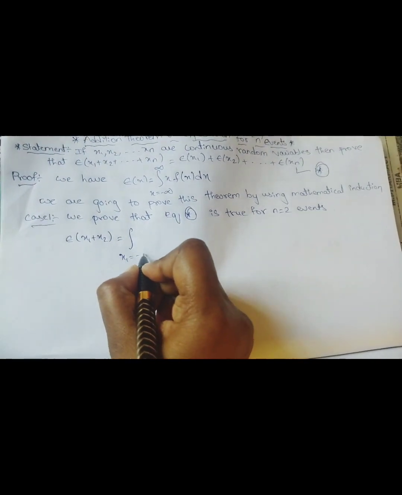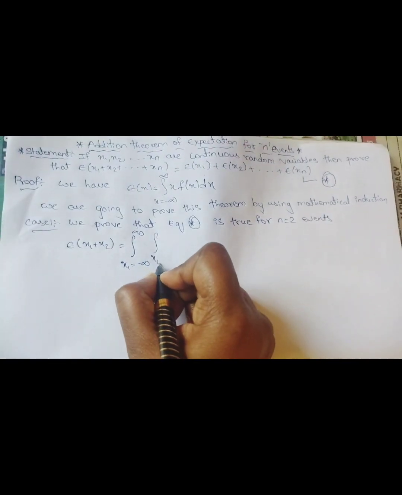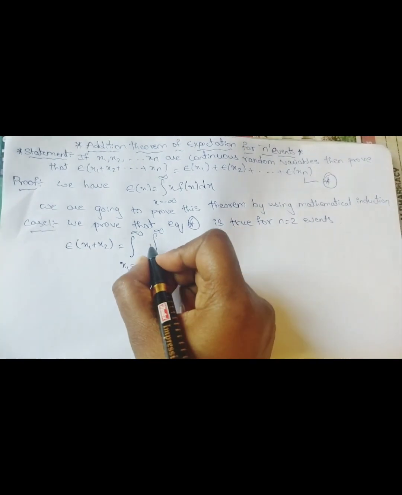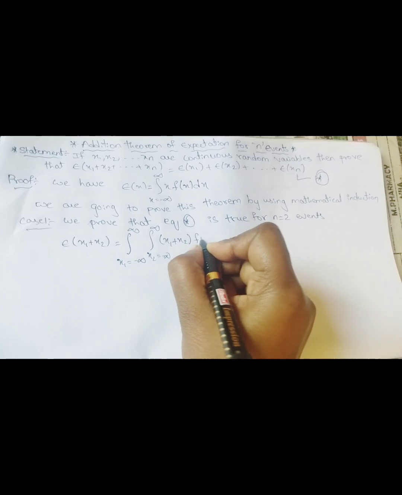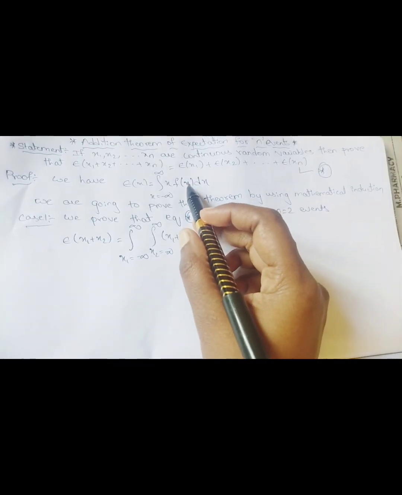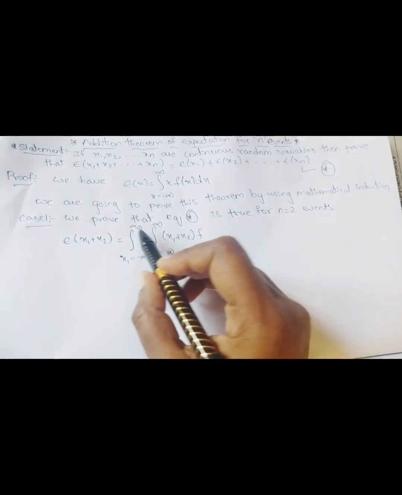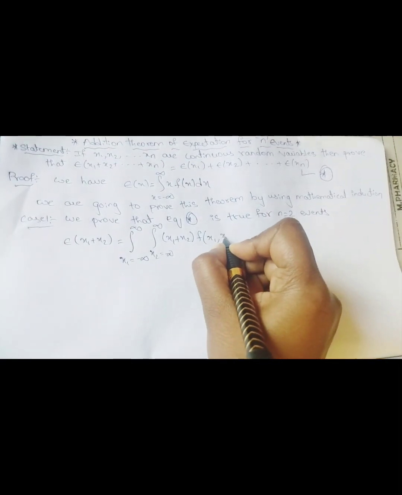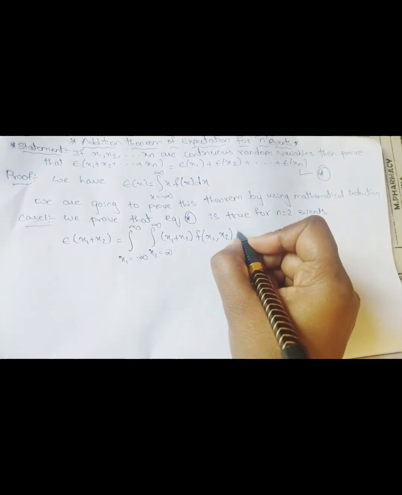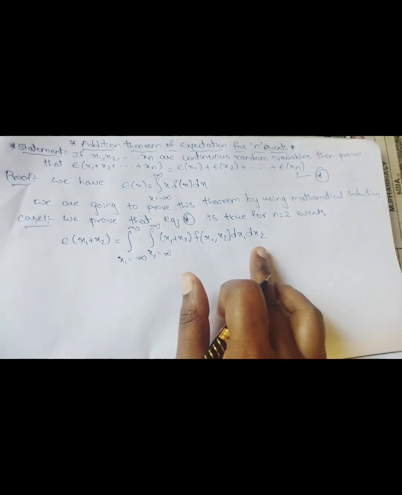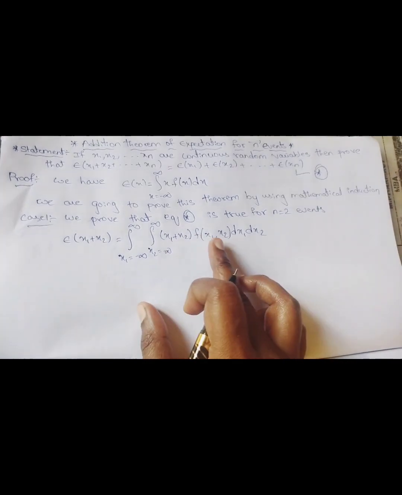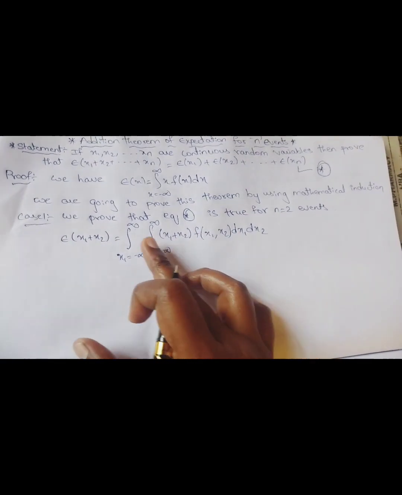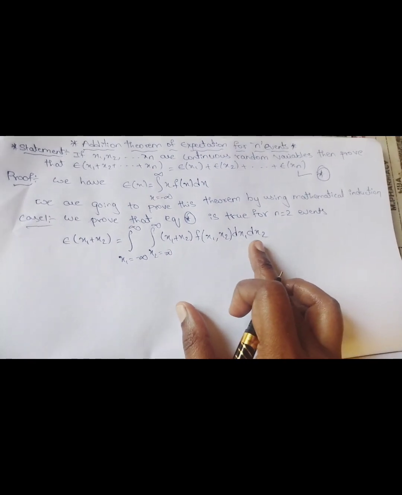Integral x1 equal to minus infinity to plus infinity, integral x2 equal to minus infinity to plus infinity. So in place of x, we are having now x1 plus x2. Take down in a bracket x1 plus x2 into f of x1 comma x2, because here 2 variables are there, so the function is with respect to 2 variables, into dx1 dx2, as the 2 integrations are with respect to 2 variables. Now you have to multiply: x1 into f of x1 comma x2 dx1 dx2 plus double integral x2 into f of x1 comma x2 into dx1 dx2.